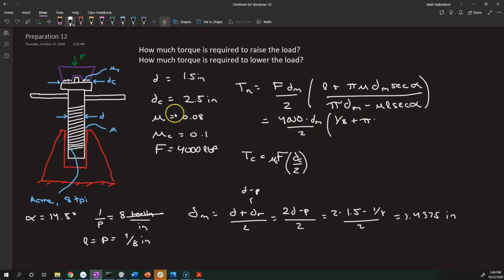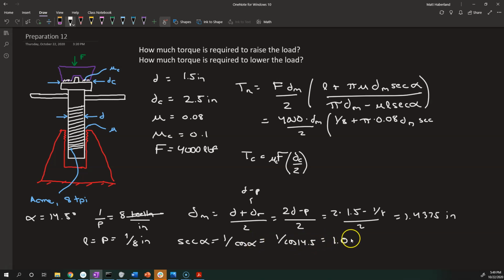Mu, again, we're going to be using the mu for the thread interface. Secant is 1 over the cosine, so maybe that's how I'll write it. Or actually, let's go ahead and calculate it since it appears in 2 places. Secant of alpha is 1 over cosine of alpha, 1 over cosine of 14.5 degrees. Make sure you convert from degrees to radians if your calculator needs it.